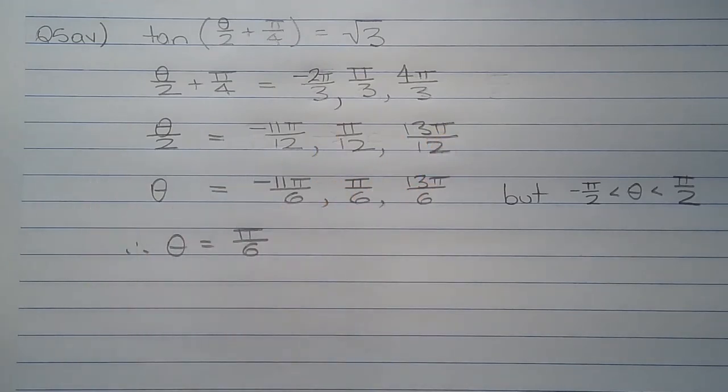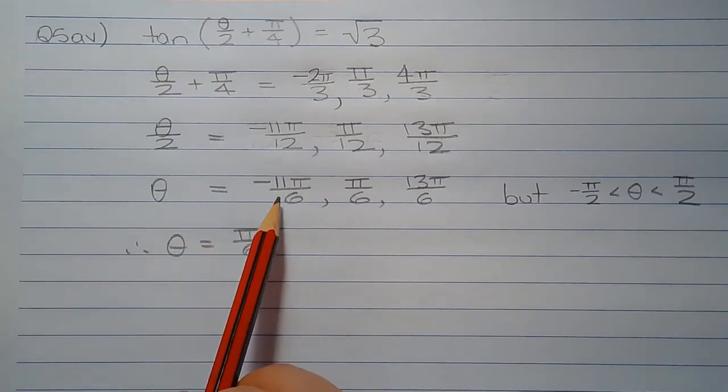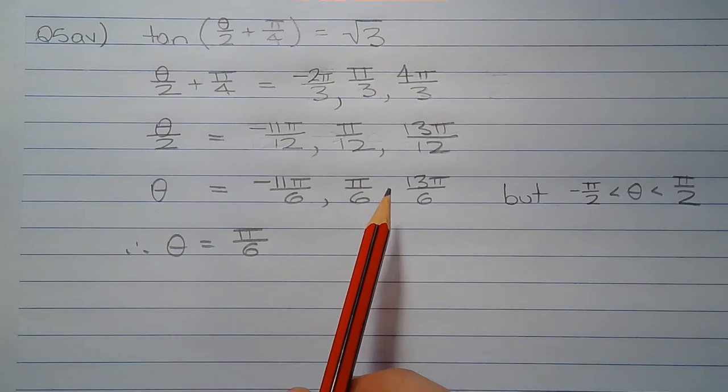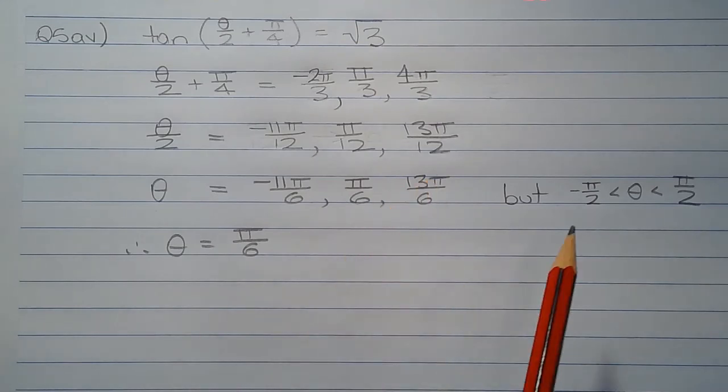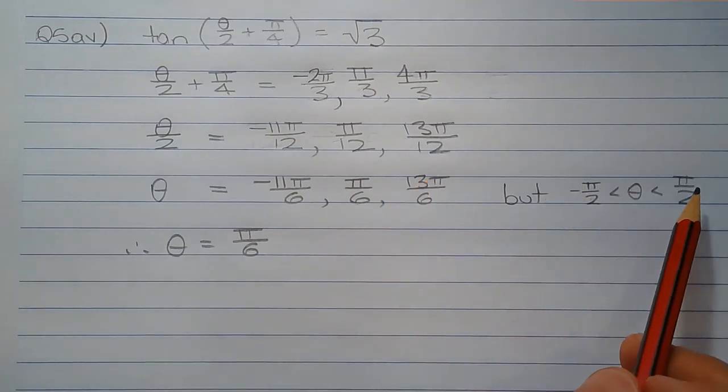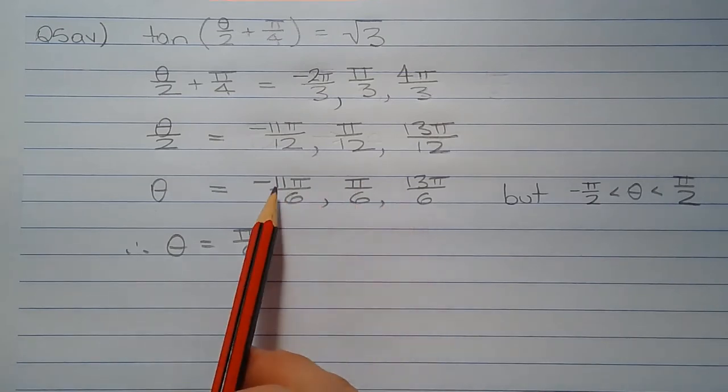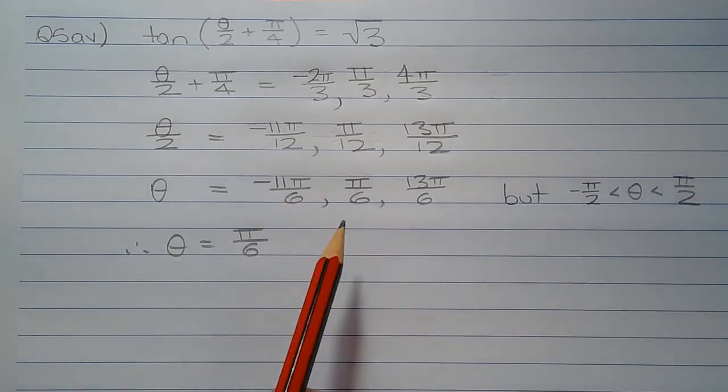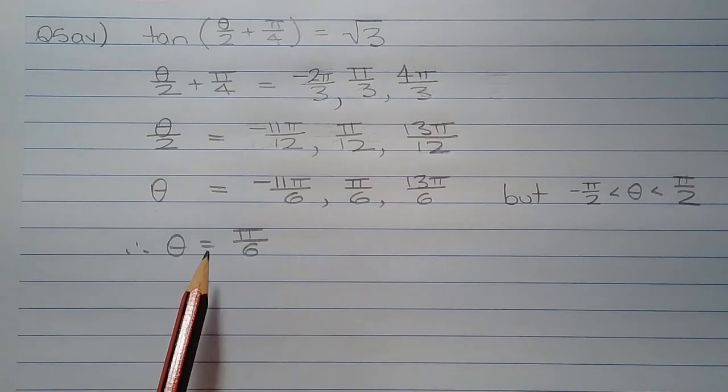And then multiplying both sides of the equation by 2 to make theta the subject, we get theta is equal to negative 11 pi over 6, pi over 6, or 13 pi over 6. But theta is greater than negative pi over 2 and less than pi over 2. So the only solution that satisfies this domain is pi over 6. So therefore, theta is equal to pi over 6.